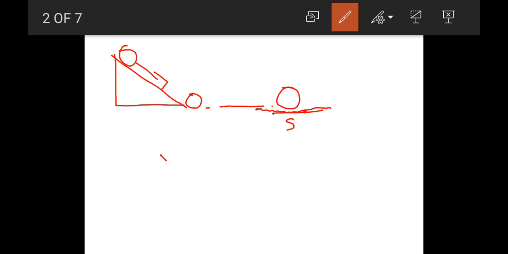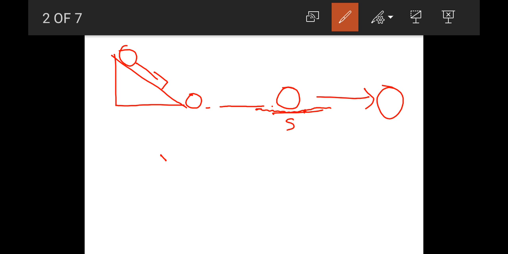Now assume there is no friction or the surface is more smooth. Then if the surface is more smooth, the ball will travel more distance. Assume there is no friction, then this ball will remain in motion. It will keep on moving and moving until there is some force to stop it. That force is your external force, or you can say unbalanced force. Okay, so this is your Newton's first law of motion.